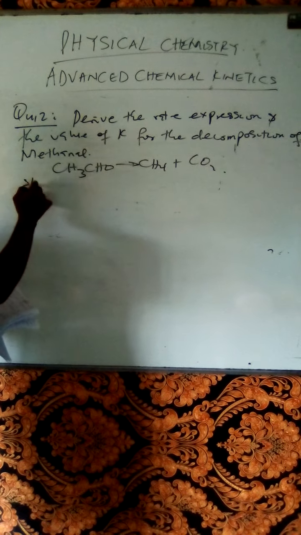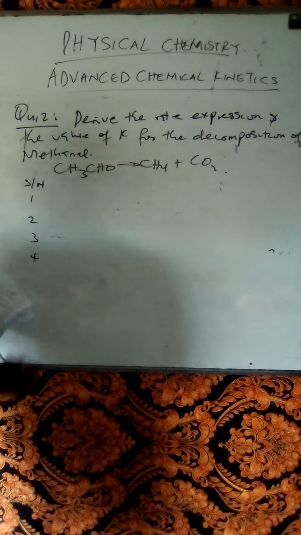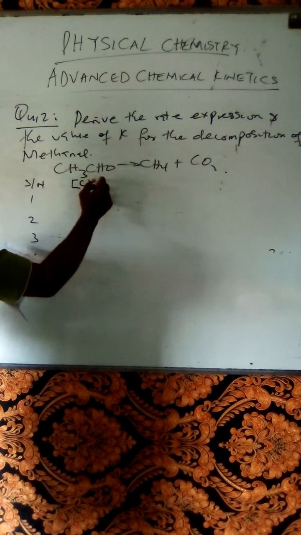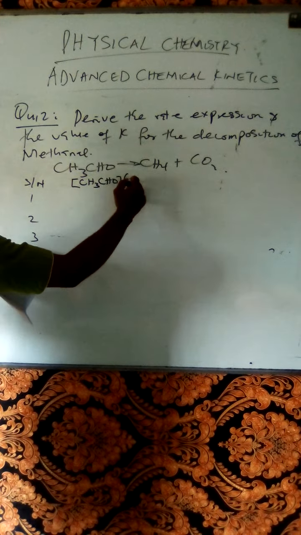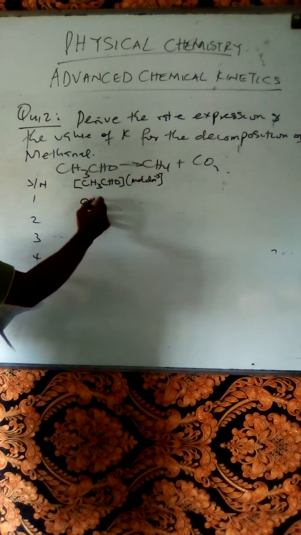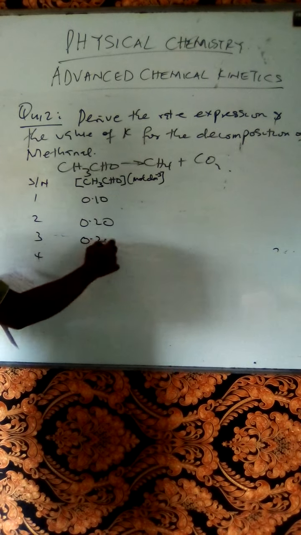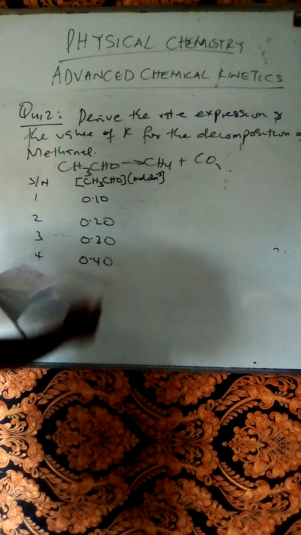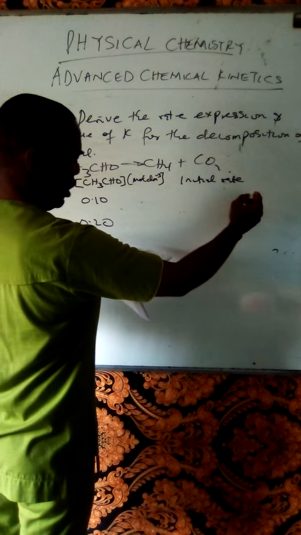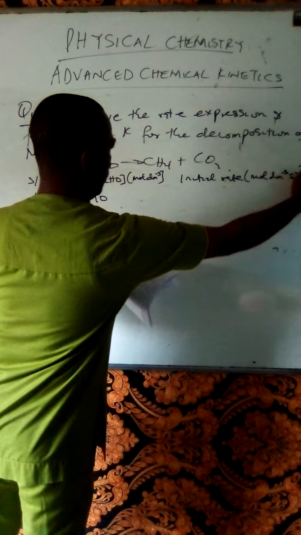The experimental data given to us, we have 1, 2, 3, 4, we've done it 4 times. Then we have the initial concentration of methanol in mole per dm cube, the unit of concentration, or mole per liter. The first one is 0.10 mole per dm cube, 0.20, 0.30, and then 0.40. Then we have the initial rate, which is expressed in mole per dm cube per second.